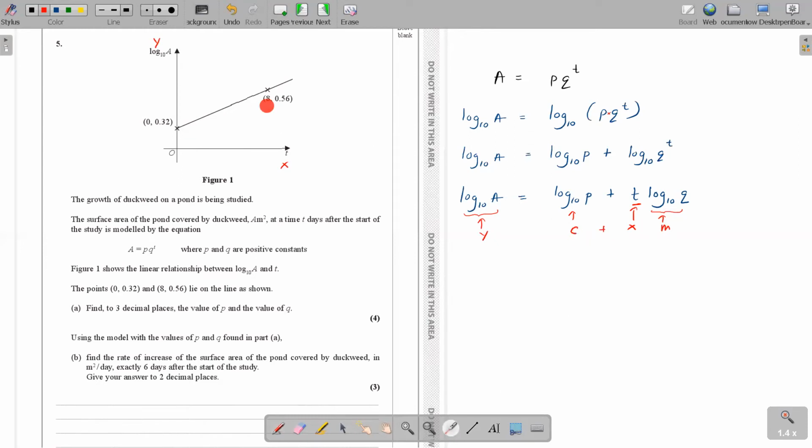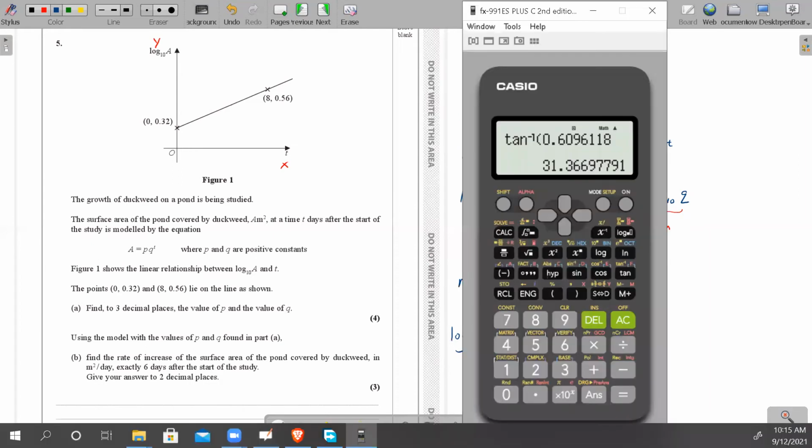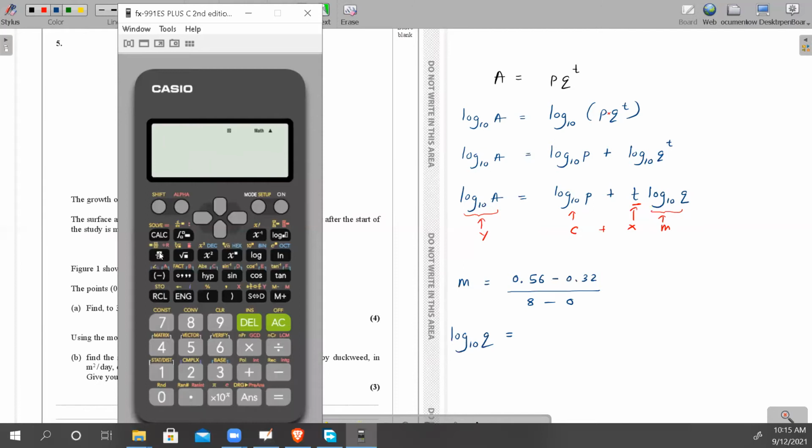They have given you the coordinates, so I think you can calculate the gradient and the intercept, and you can get the P and Q values. Let's get started. So gradient: let's take the y difference over the x difference. The y difference is 0.56 minus 0.32, divided by the x difference, 8 minus 0. So the gradient is log base 10 of Q. Give the whole thing in the calculator: 0.56 minus 0.32 over 8 minus 0. This gives me 3 over 100, or 0.03.